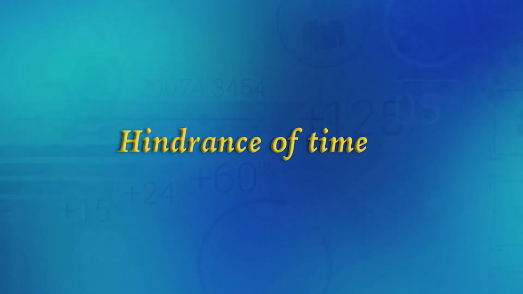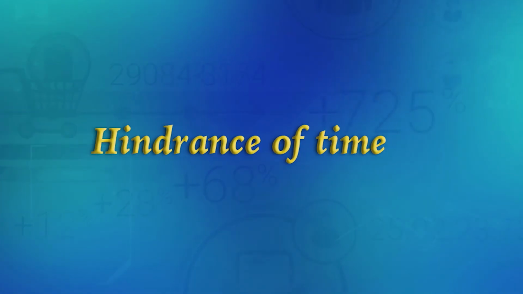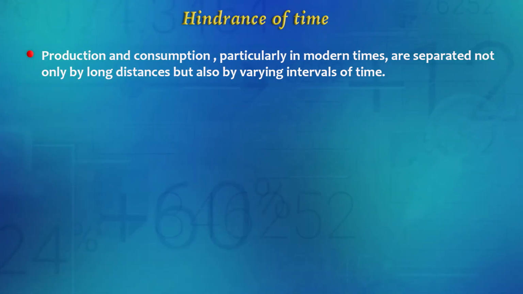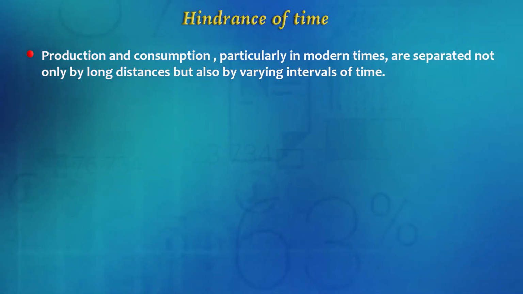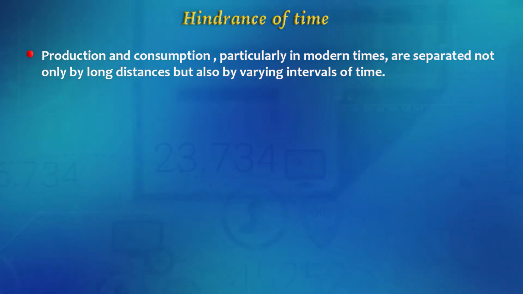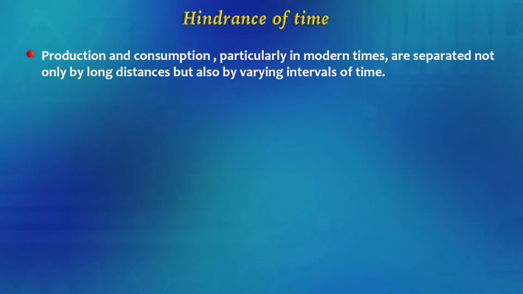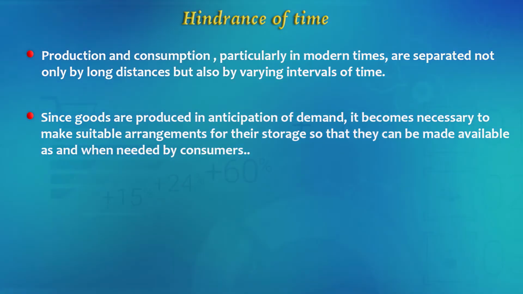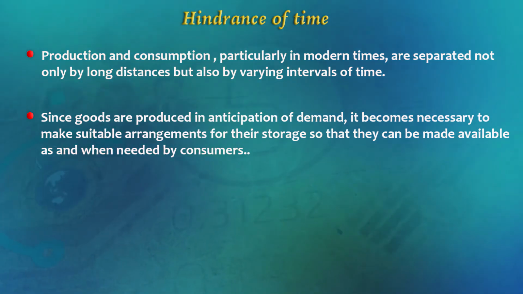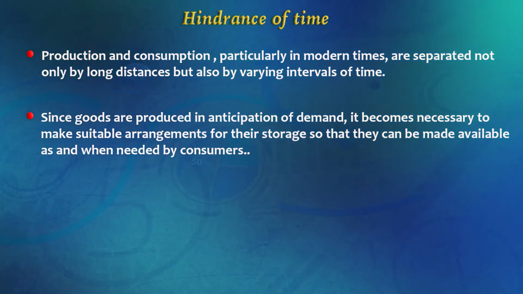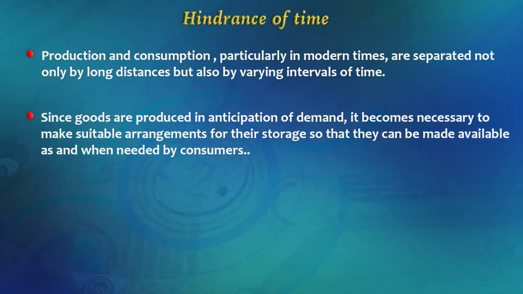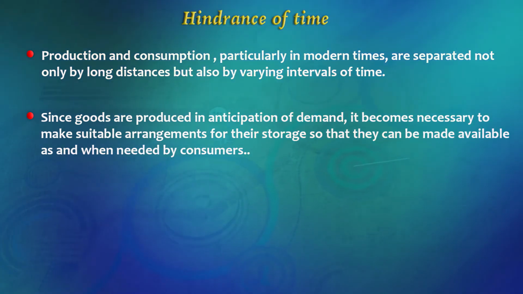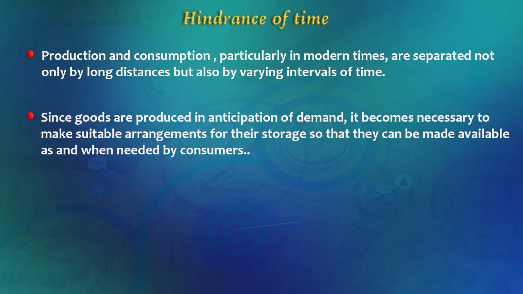Another hindrance is the hindrance of time. It's a very important point. Production and consumption, particularly in modern times, are separated not only by long distance but also by varying intervals of time. Since goods are produced in anticipation of demand, it becomes necessary to make suitable arrangements for their storage so that they can be made available as and when needed by the consumer.